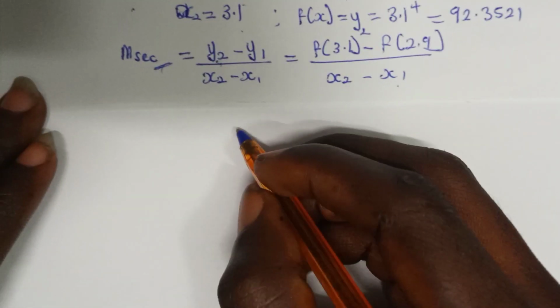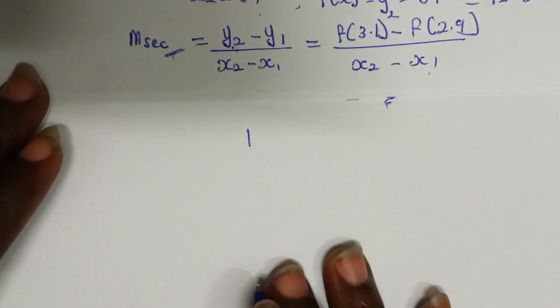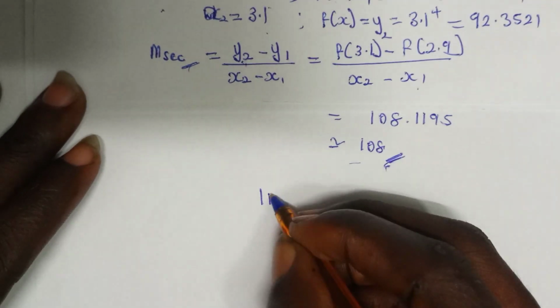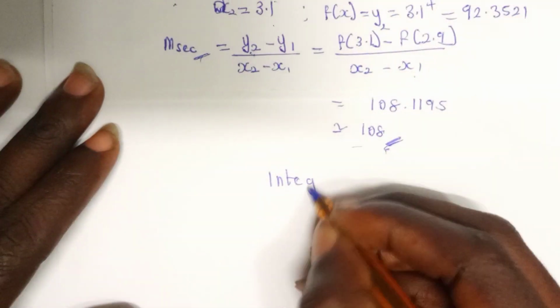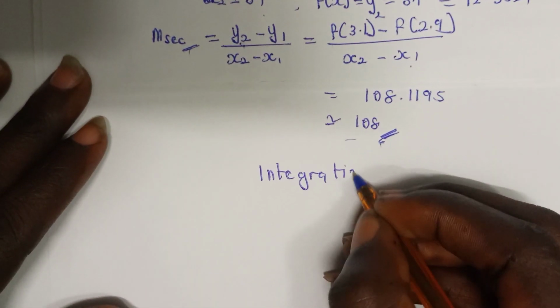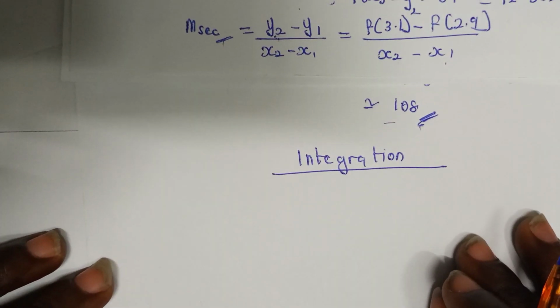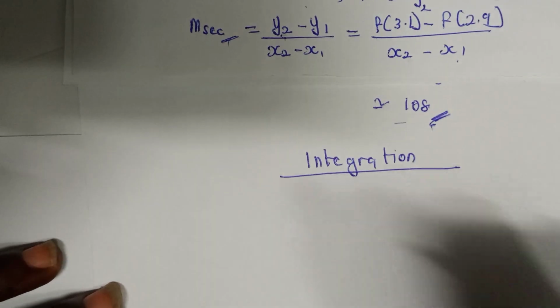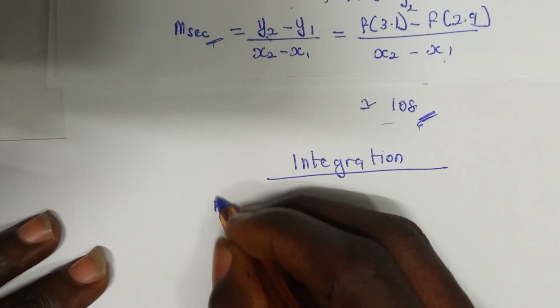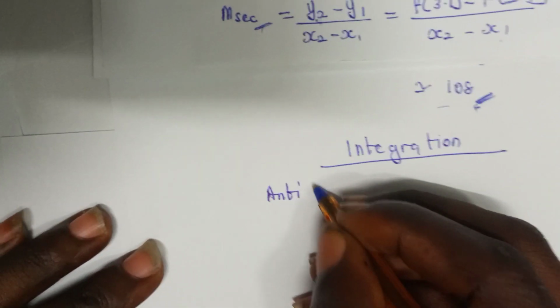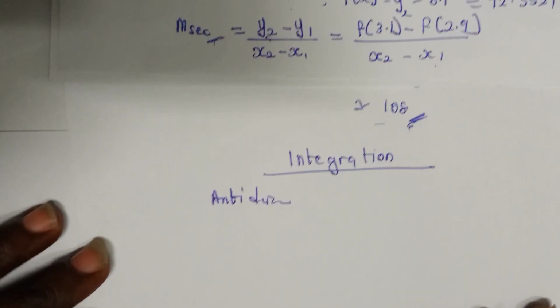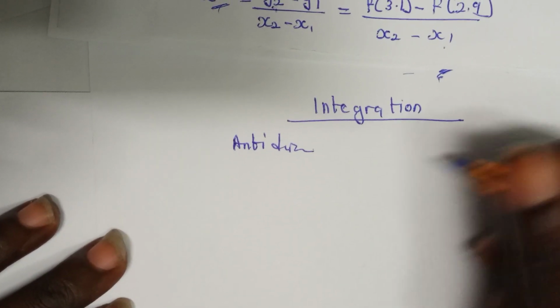Okay, so let's talk about integration. Integration is the opposite of differentiation. It is also called anti-differentiation. Okay, so that's integration.